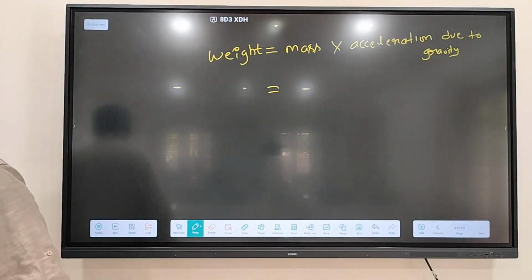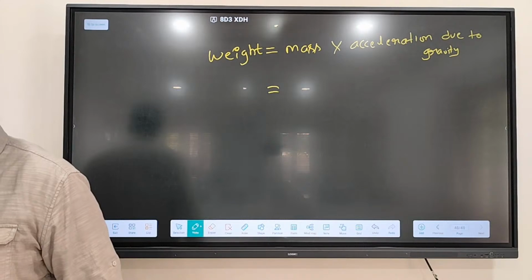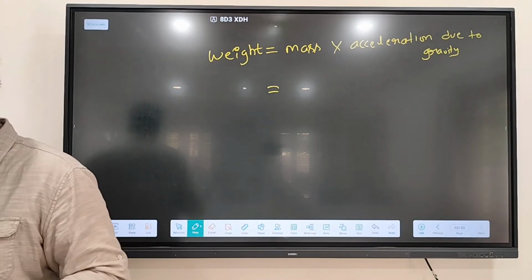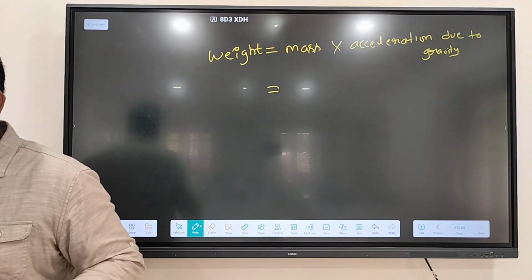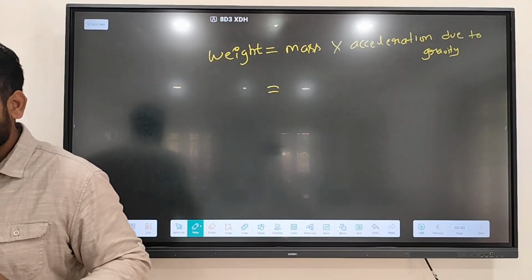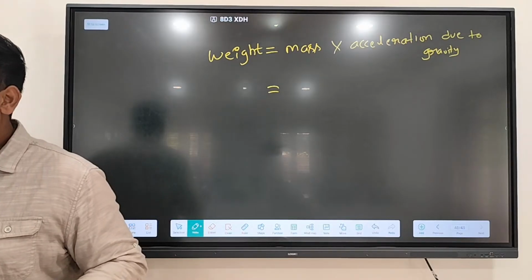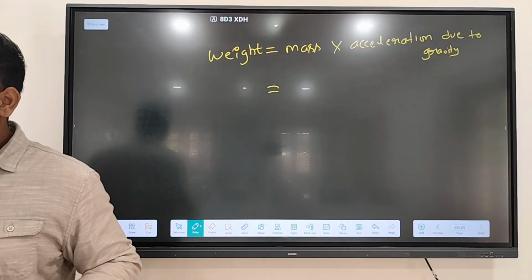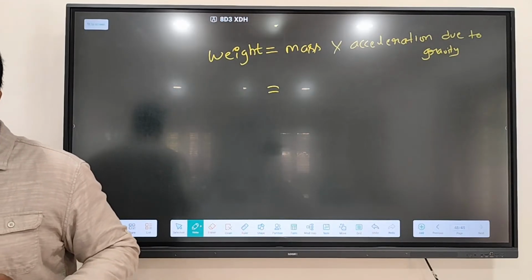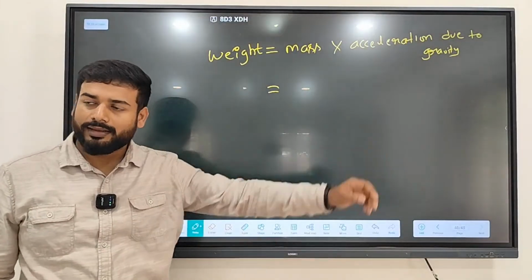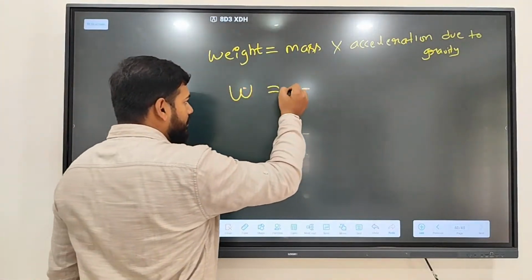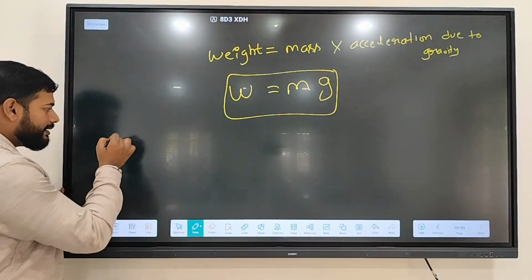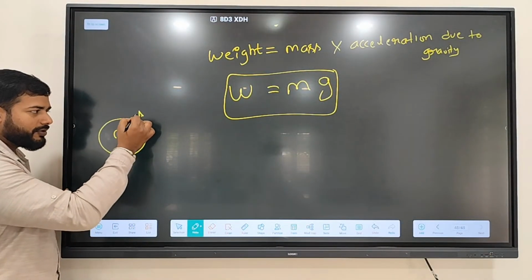If a small child asks you to come sit on his lap, what will you do? A small child sitting on the chair asks you to come sit on his lap. You will not put your weight, you will just simply sit, right? If your friend asks, you will try to put more weight, right? Weight means mass into acceleration due to gravity. Mass is the measure of a body's inertia.